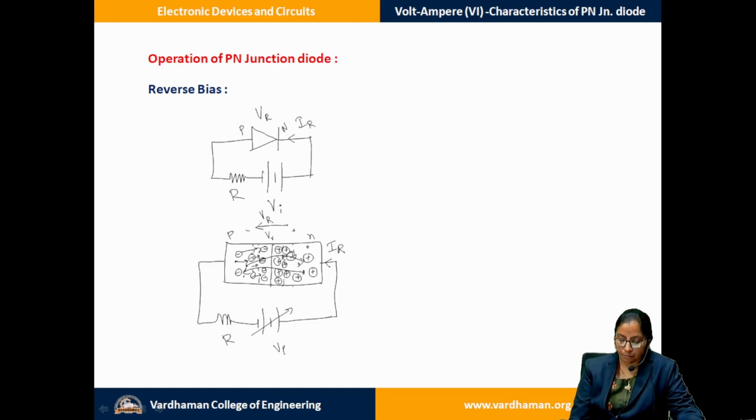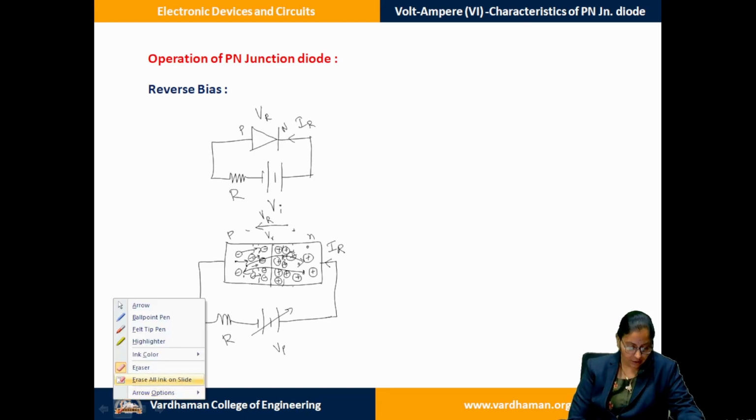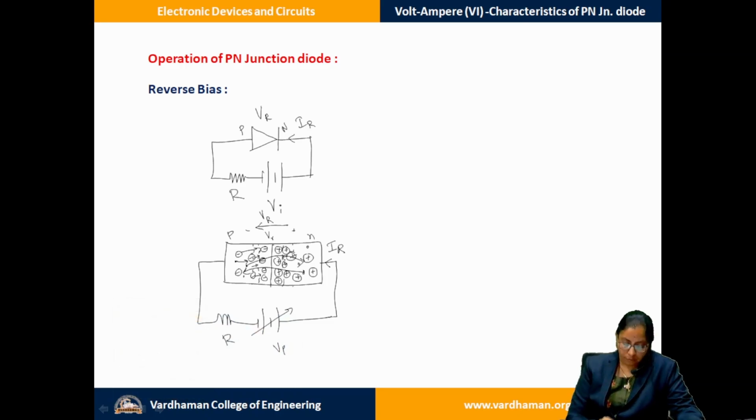So compared to the previous case, that is the forward bias connectivity, here we are trying to reverse the polarity of the battery. In a plot, the polarity of the supply has been reversed. So when we measure the voltage drop across the reverse biased PN junction diode, we see that a negative potential will be exhibited. And the current direction, compared to the forward current, has also got reversed.